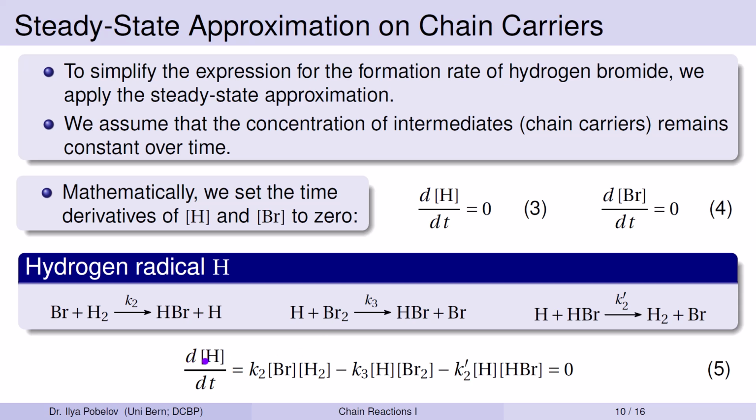The time derivative of the hydrogen radical concentration equals K2 times the concentration of bromine radicals times the concentration of hydrogen molecules, minus K3 times the concentration of hydrogen radicals times the concentration of bromine molecules, minus K2 prime times the concentration of hydrogen radicals times the concentration of hydrogen bromide. Applying the steady-state approximation, we equate this expression to 0.